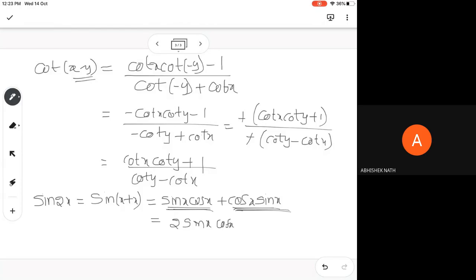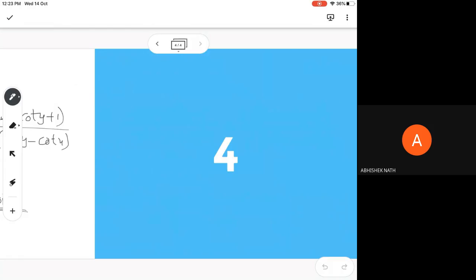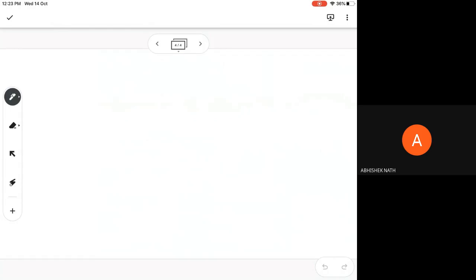So sin 2x is equal to 2 sin x cos x. Sin 2x is equal to 2 sin x cos x.